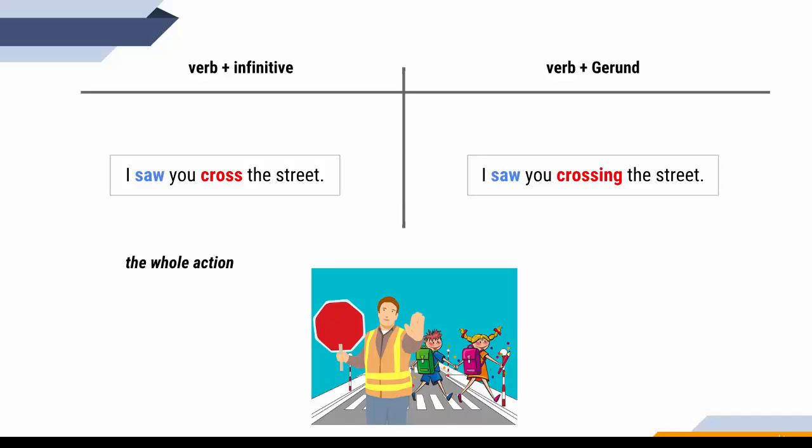In the first case, I saw you cross, you see the whole action. You can really see it from the beginning to the end. In the second case, I saw you crossing, you mean that you saw just part of the action. So when you use a verb of senses plus infinitive, you mean the whole action. When you use it plus gerund, you mean part of the action.